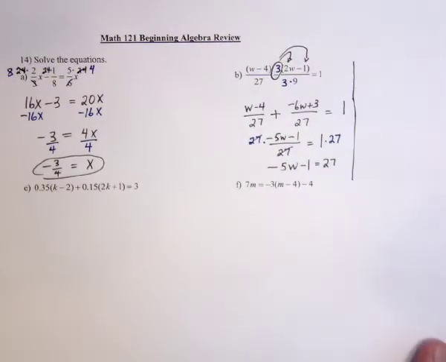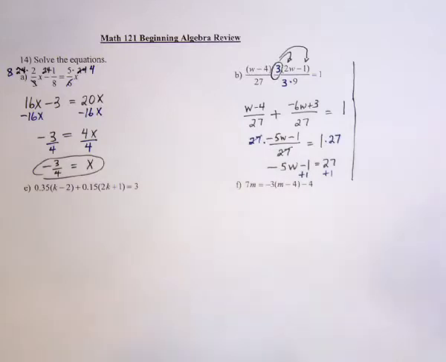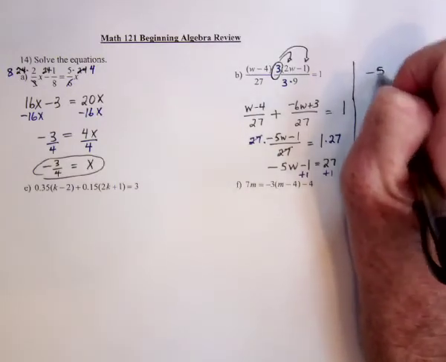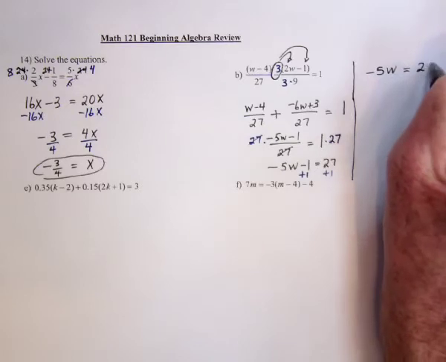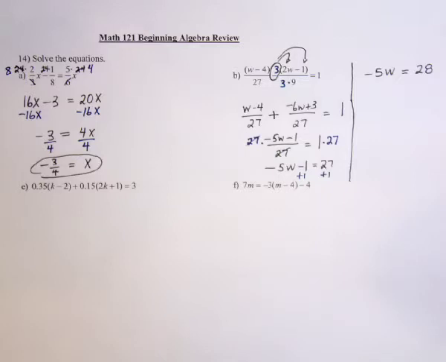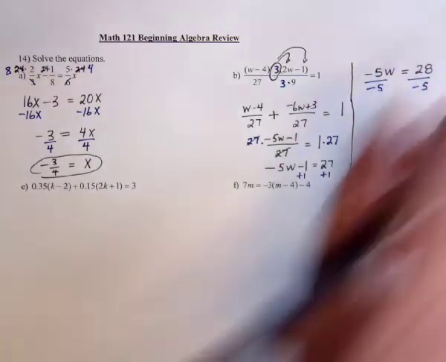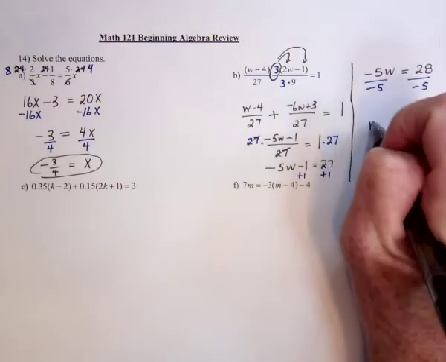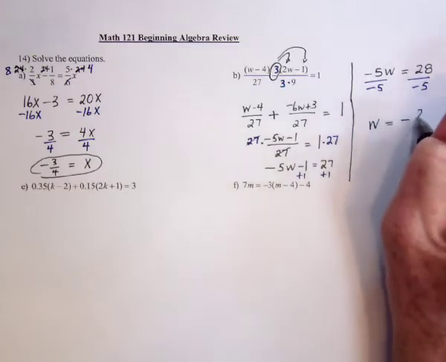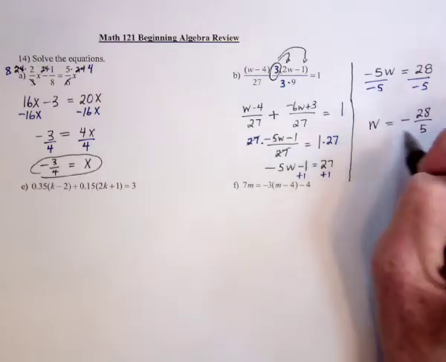And then I need to get rid of the 1. So add 1 to both sides. The left side has negative 5w. The right-hand side now has positive 28. The last step, just divide both sides by negative 5. That one can't be reduced, so it's finished. You can either leave the negative on the bottom or you can put it right in front. They both mean the same thing.